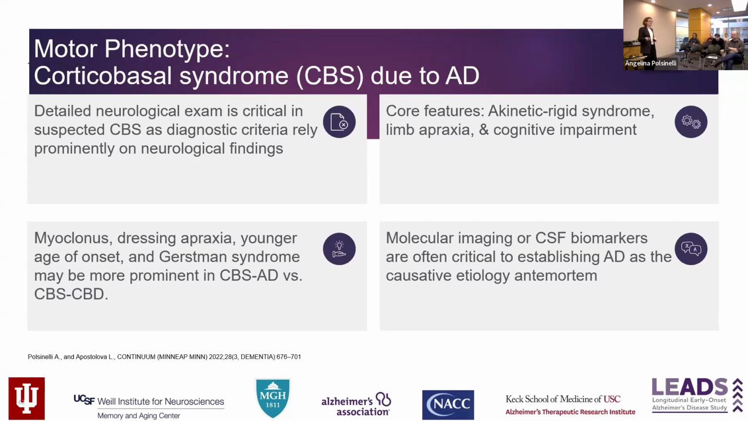So a neurological exam is critical when we suspect something like cortical basal syndrome, because it really does come down to a lot of the indications of upper motor neuron disease and those apraxias and things like that that are critical for making a diagnosis here. And just as a note, if someone presents with myoclonus or dressing apraxia, has a younger age of onset, it tends to be more predominant, or it might tend to be Alzheimer's versus cortical basal degeneration.